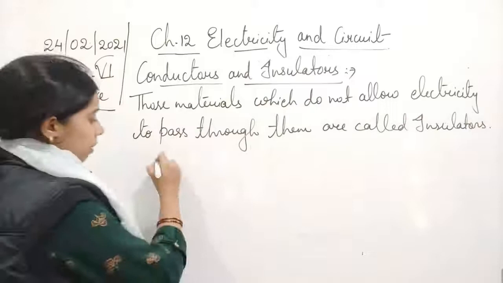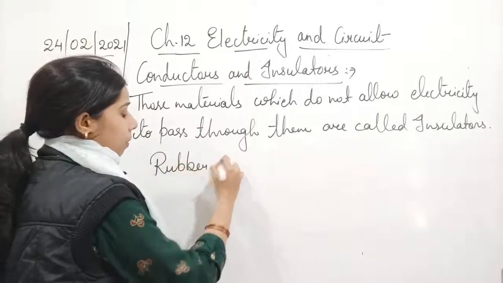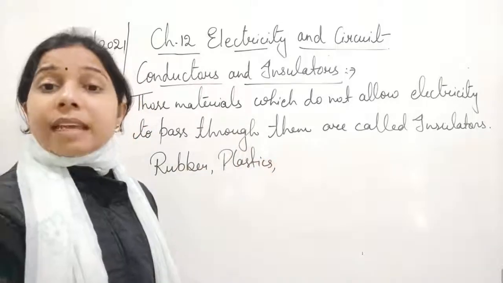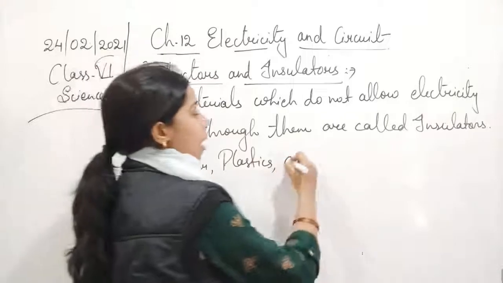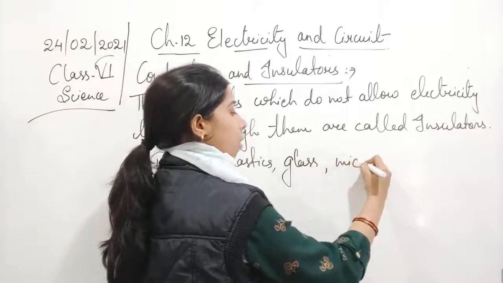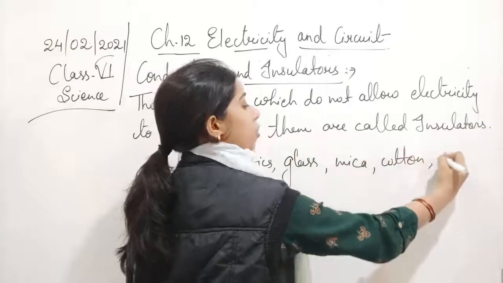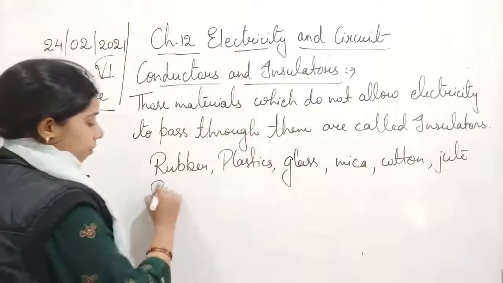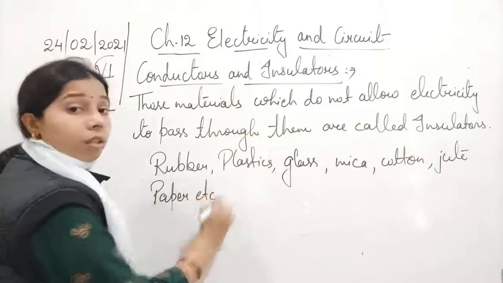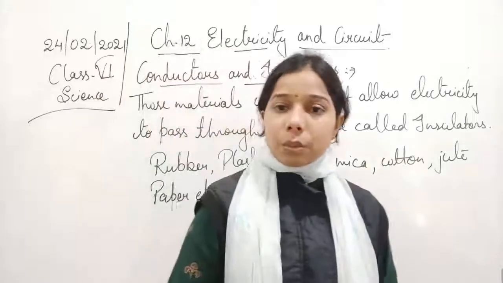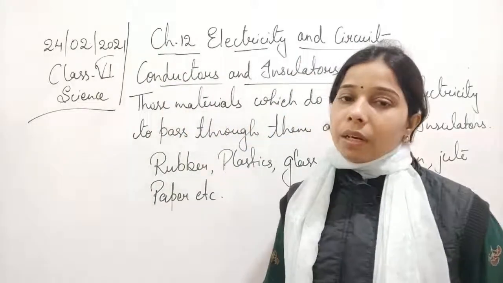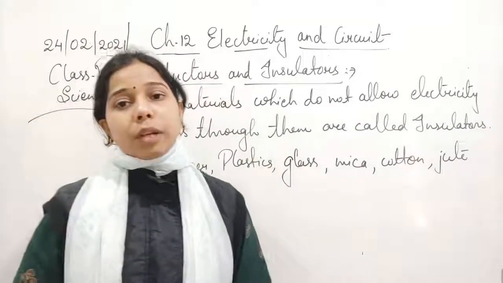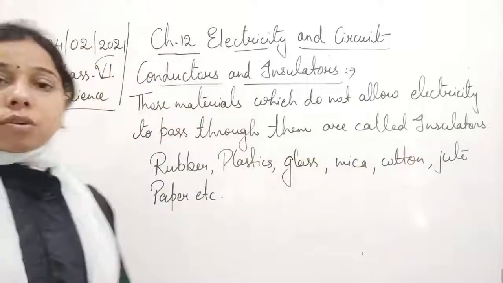Examples, students: rubber, then plastics, very good. Dry wood is also there, ceramic, jute, glass, mica, cotton, then paper, etc. These all are the insulators. So conductors allow electricity to pass through them, and insulators do not allow electricity to pass through them. Okay.